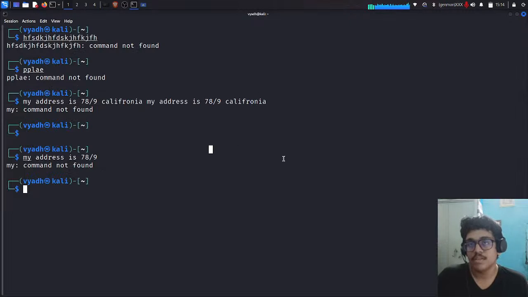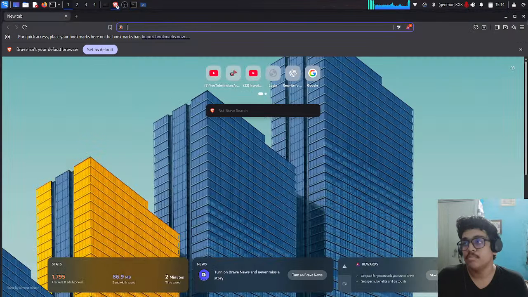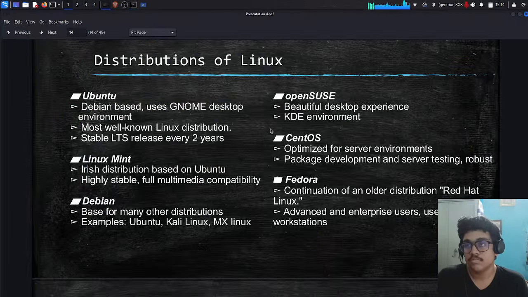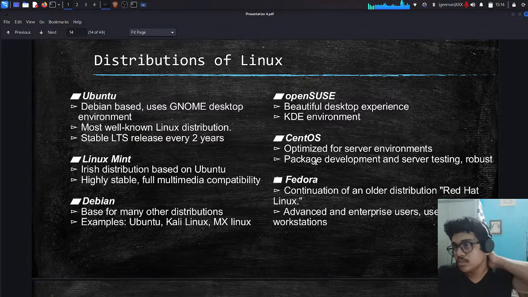This is shell based. Everything is operated from this. There is no graphical interface at all. You cannot directly click on an application and open it. You just need to write a command. Like we write Brave browser, when we hit enter, Brave is opened. It is accessed like this. CentOS is just a small piece of example. It is used for package development and server testing, and is robust.